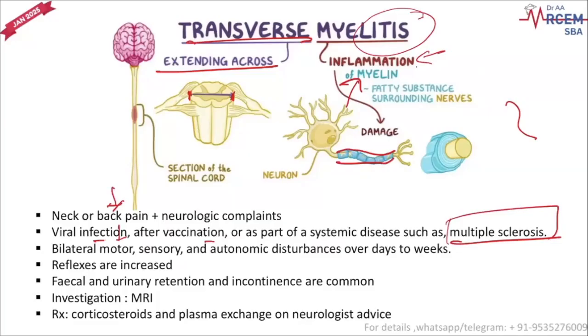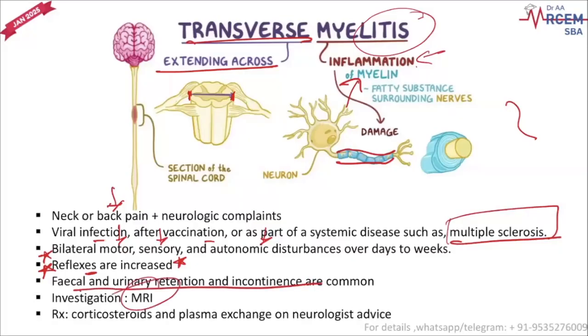They will have motor, sensory, and autonomic disturbances over days to weeks. The main important factor you need to remember is that reflexes are exaggerated. They are increased; you'll be seeing brisk reflexes. Contrary to botulism, what we learned, and contrary to GB syndrome, where reflexes are absent, areflexia or decreased reflexes, here the reflexes are exaggerated. Brisk reflexes is what you'll be seeing. And usually urinary and bowel incontinence will be seen.